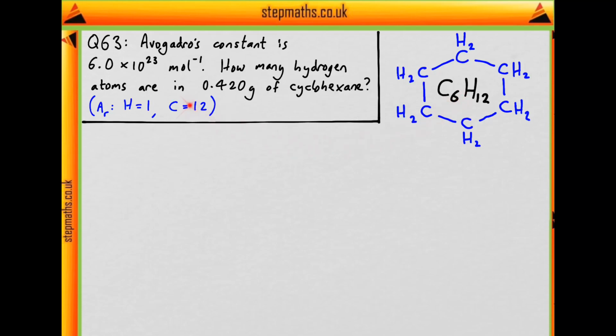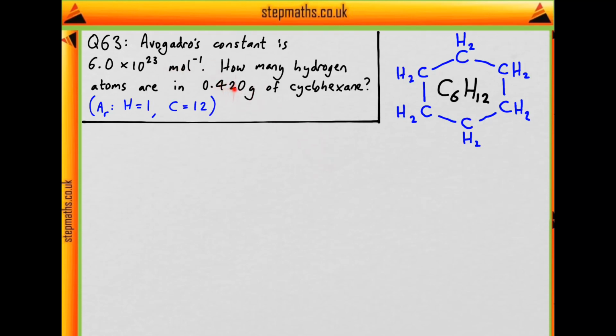So where are we going to get that from? Well, we need to know firstly how many molecules of C6H12 we have, and how do we get that? Well, Avogadro's number tells us that there are this many atoms or molecules inside a mole. So if we can work out the number of moles, then we can work out the number of molecules. So how do we get the number of moles?